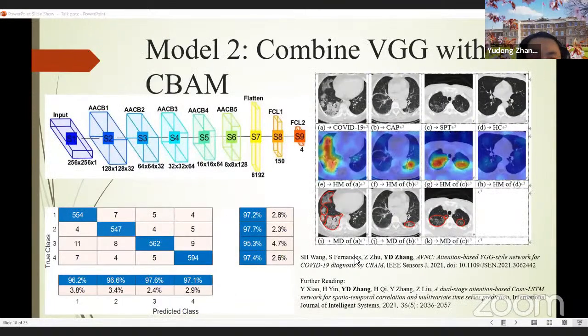And another one is that we try to combine the VGG with the C-band. From this one, we tested all the 4 categories. We tested the COVID-19, the CAP, the SPT, the healthy controls, and we find the results on all the 4 categories, and their heat maps can successfully indicate the suspicious regions labeled by our human experts. So it may give us a road that nowadays our AI model can assist or even can replace the human radiologists.